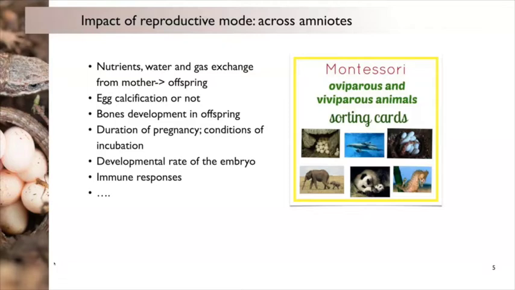Then, of course, the duration of pregnancy, the conditions of incubation, and the developmental rate of the embryo may differ. And then the immune response is extremely complex and relates to the types of viviparity and also viviparity and oviparity. So to say there is a huge suite of phenotypes that are related to this one mode step change. And despite the fact that all amniotes are either oviparous or viviparous, so far the genetic basis of this has been really unknown.